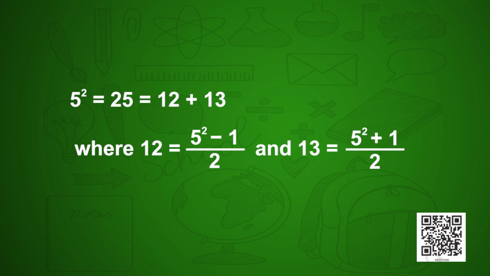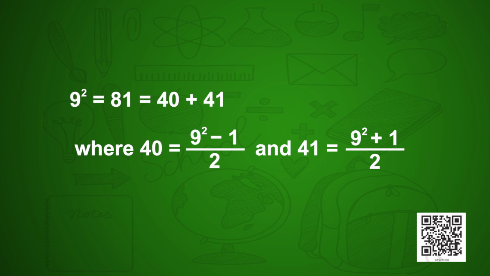5 square is equal to 25, which could be written as 12 plus 13. Here 12 can be written as (5 square minus 1) by 2 and 13 is equal to (5 square plus 1) by 2. In a similar way, observe 7 square, which is equal to 49, and this can be written as 24 plus 25. Even here we can write 24 and 25 in terms of 7 square as 24 is equal to (7 square minus 1) by 2 and 25 is equal to (7 square plus 1) by 2.